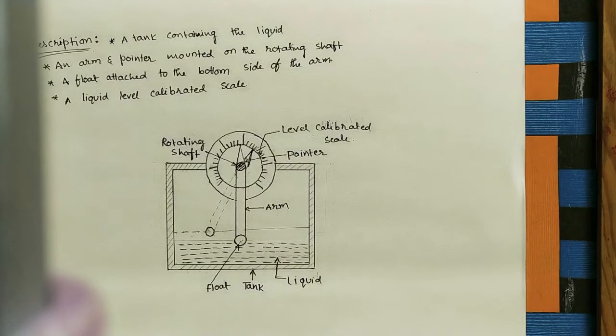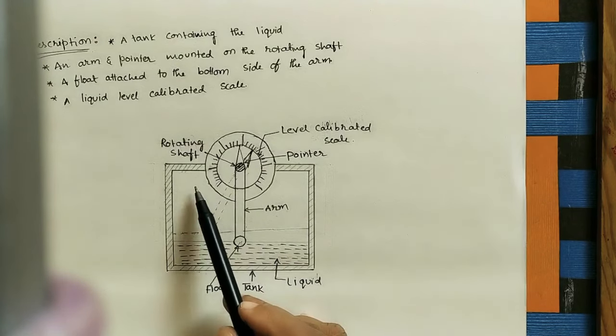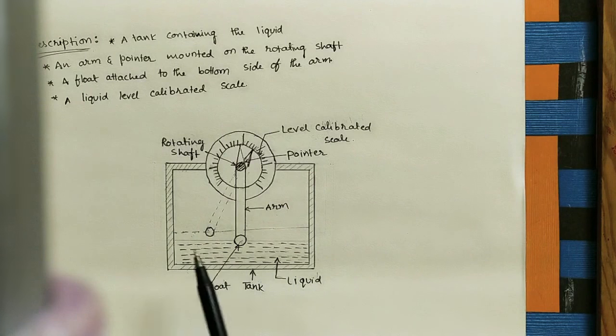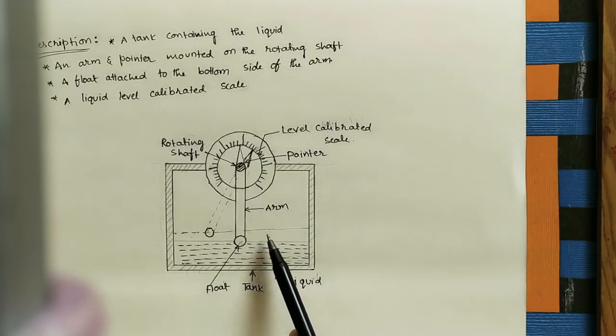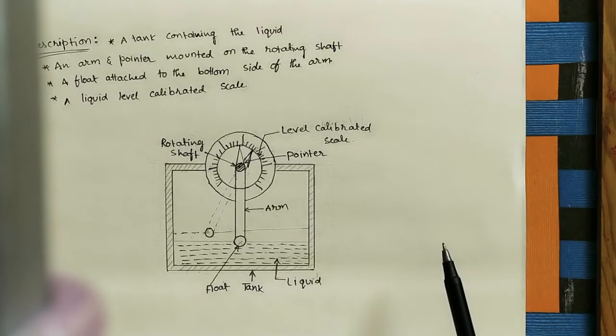And after that, what are the applications of this gauge? This gauge is used for both open tanks as well as closed tanks. And this gauge can be used to measure level of liquids and semi liquids also. So these are the two main applications.